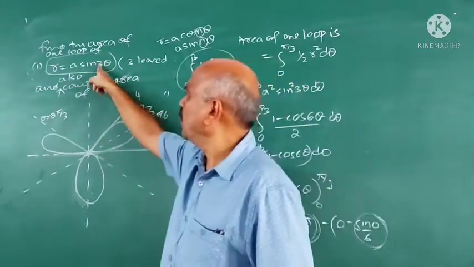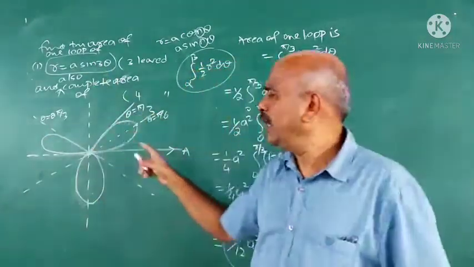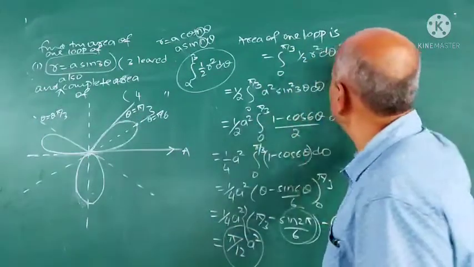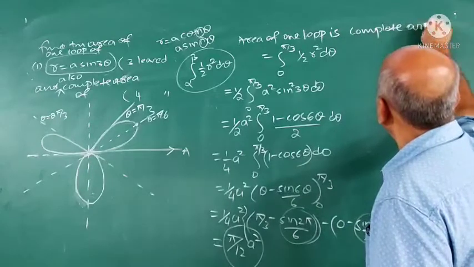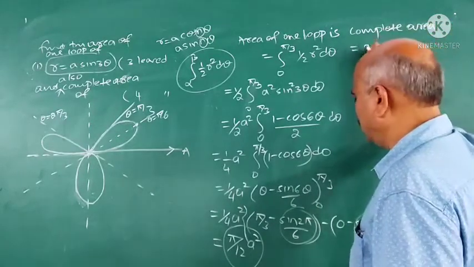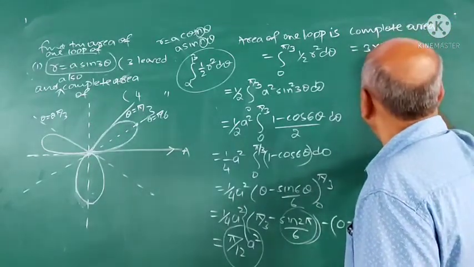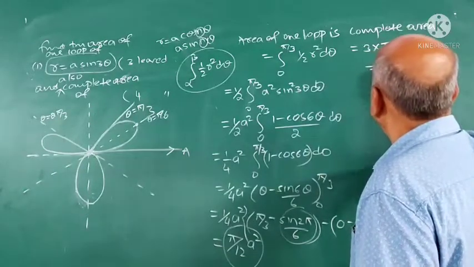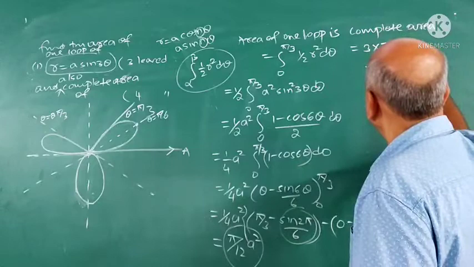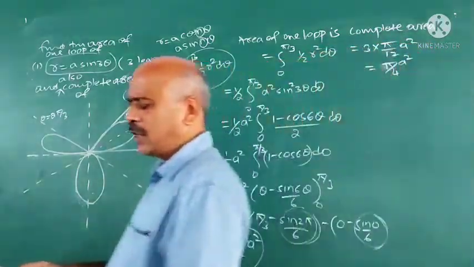Since n is odd here, 3 loops are there, and the area of the complete curve is 3 × π/12 a², so it is π/4 a². This is the area of the complete curve.